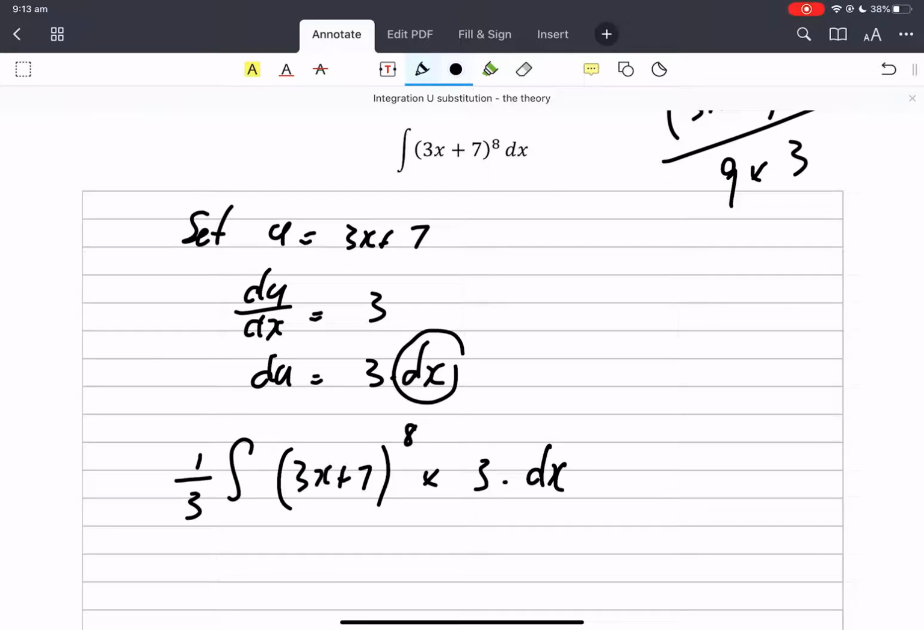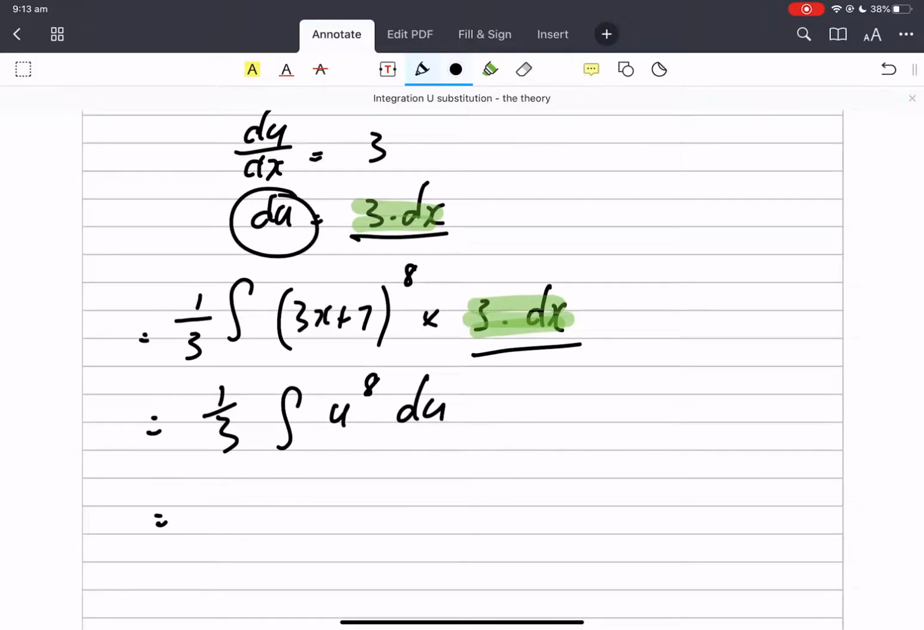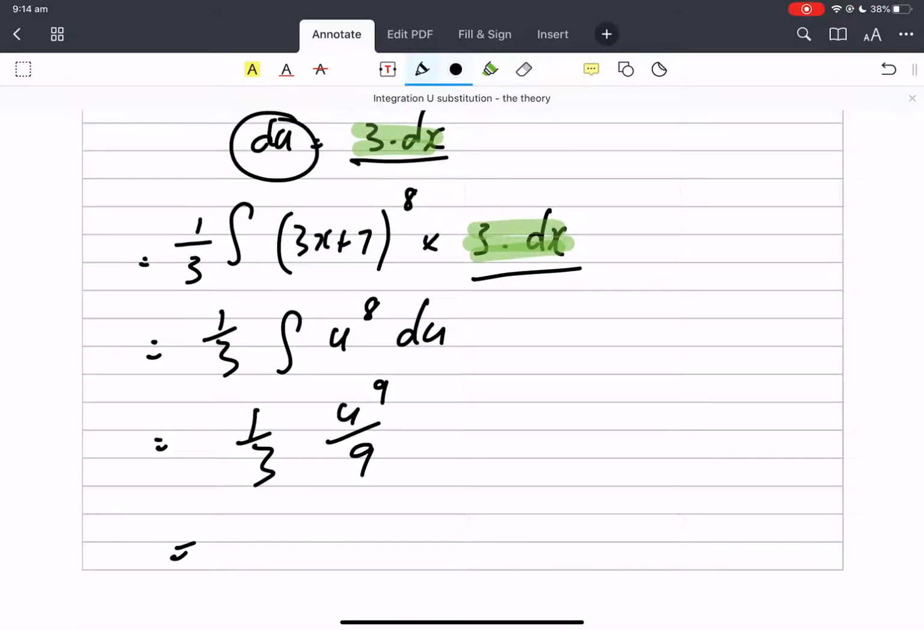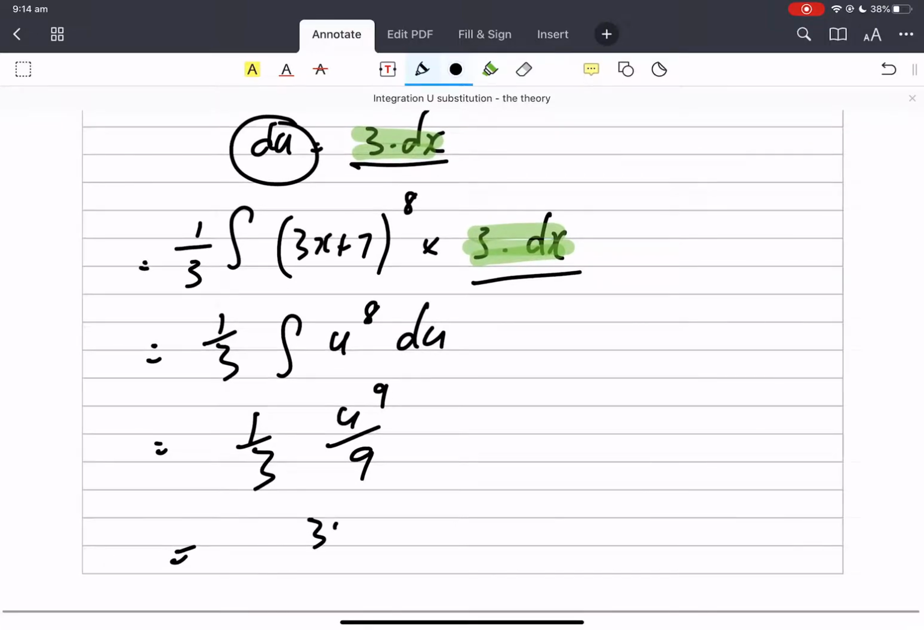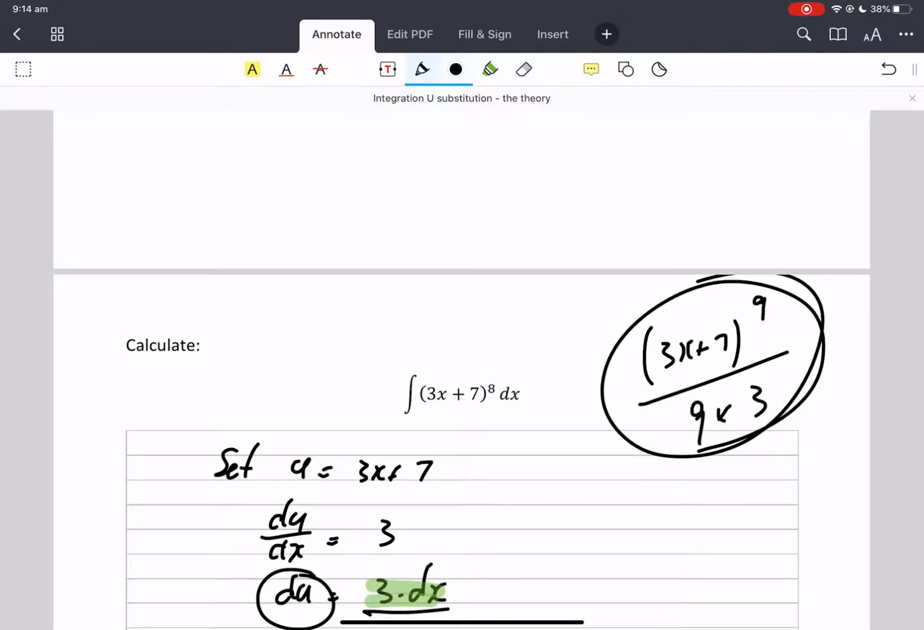So you can see that we have now got this 3 dx, so that when we do the substitution, I can go 1/3 u to the 8 du, which is 1/3 u to the 9 on 9, which is, well, u was our 3x plus 7, to the 9 on 9 times 3. That is this thing here.